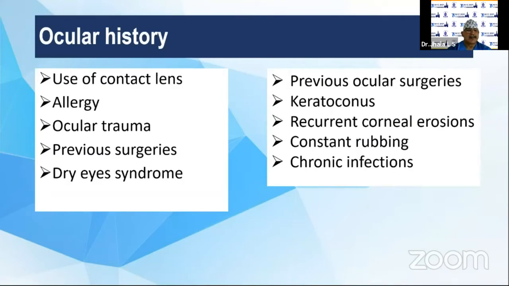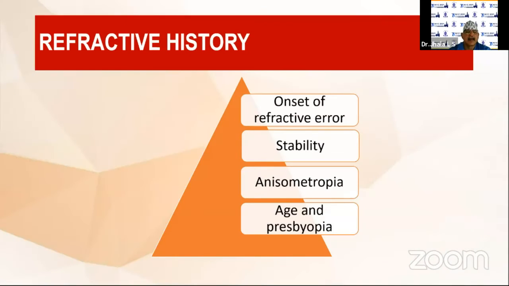Then coming to the ocular history: use of contact lenses, any allergy or atopy, history of ocular trauma, any previous systemic or ocular surgeries, any treatment for dry eyes the patient is taking, keratoconus, any history of treatment with collagen cross-linking or any other treatment, or diagnosed previously as keratoconus. These should all be very well taken in the history. Recurrent corneal erosions, whether the patient has a history of constant rubbing or chronic infections of the eye.